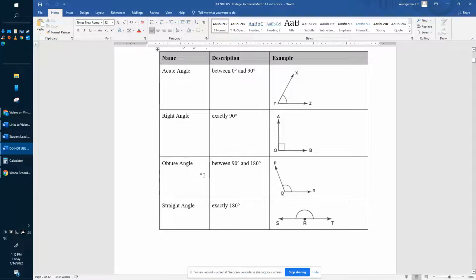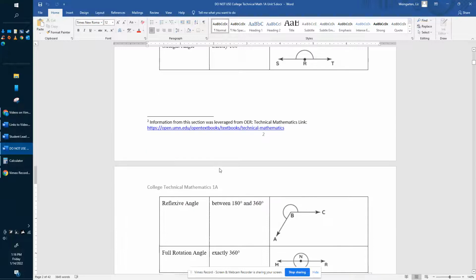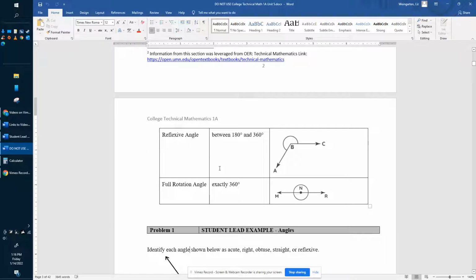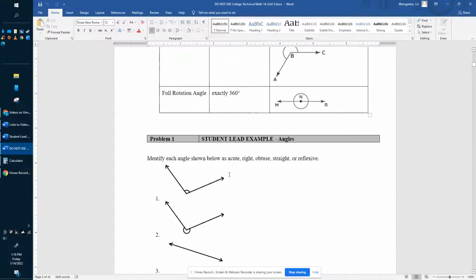Obtuse angles are between 90 degrees and 180 degrees. Straight angles are exactly 180 degrees. Reflexive angles are greater than 180 degrees. You can see the reflexive angle is denoted by the circle. So if you see the circle on the outside of what appears to be the angle, this is the true angle that they are asking for, this larger angle. Full rotation angle is 360 degrees.